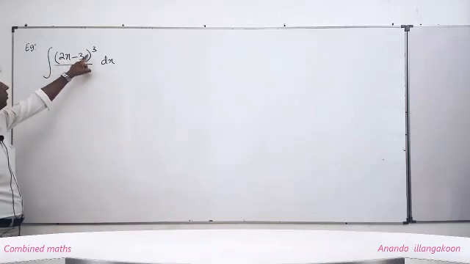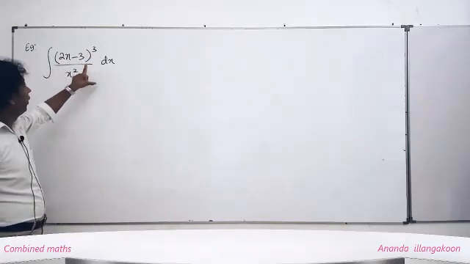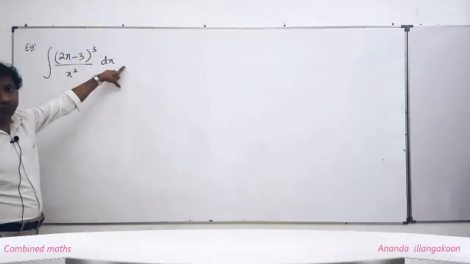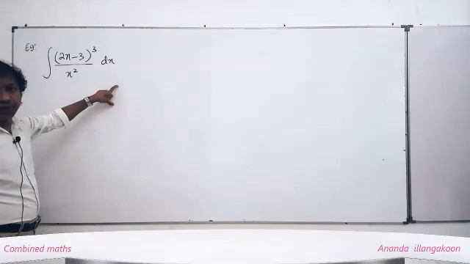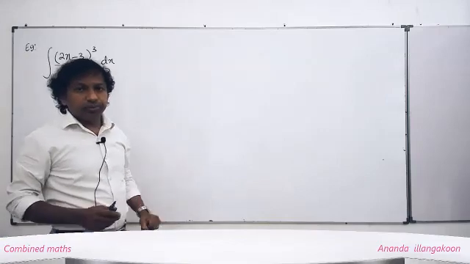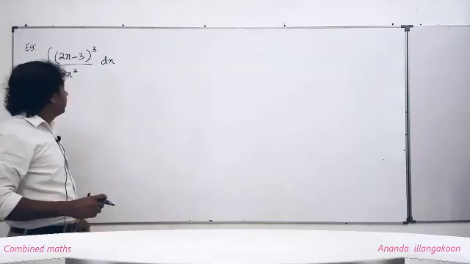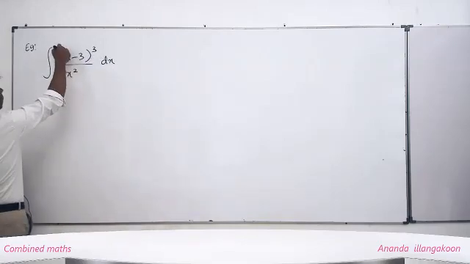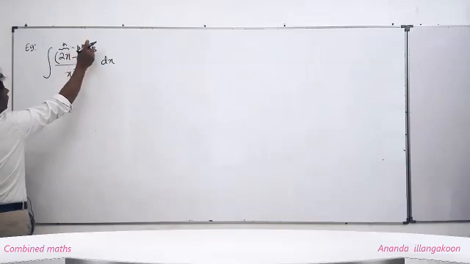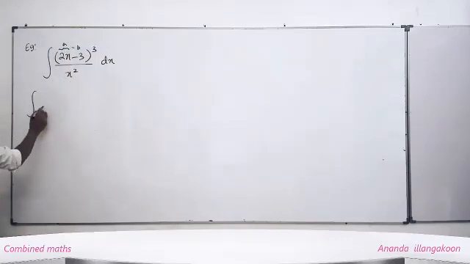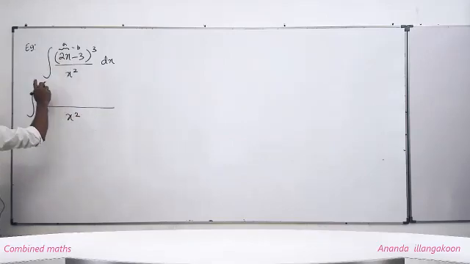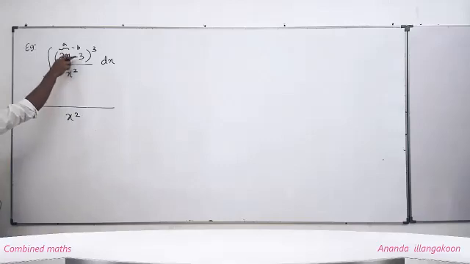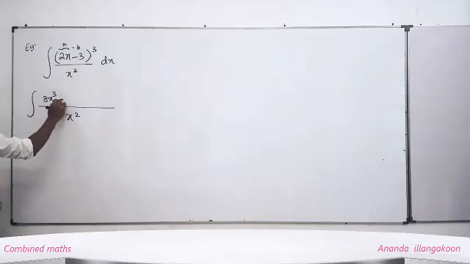First we expand this power 3 and divide. There will be 4 terms now. Divide every term by x squared and take the 4 terms individually. Now each term we integrate separately. When we expand this, we can take this as a minus b to the power 3. What do you get there, people? A cube, this to the power 3, then we get 8x cube.